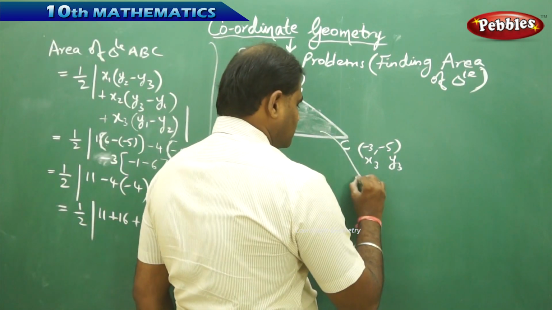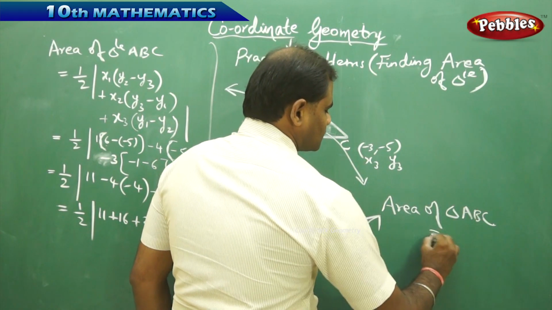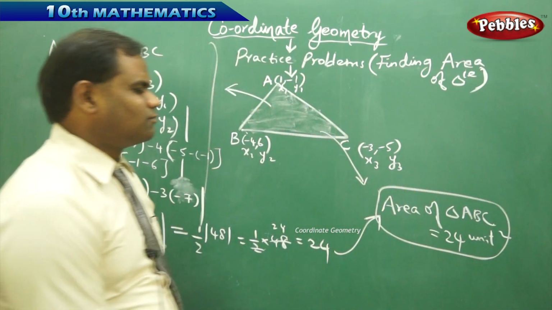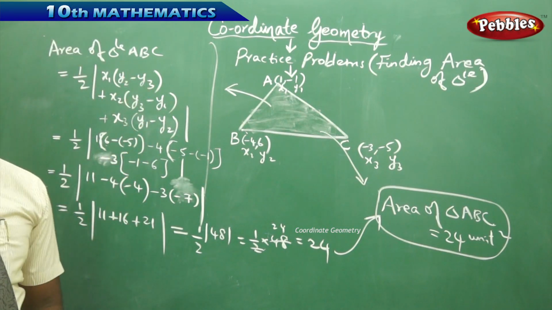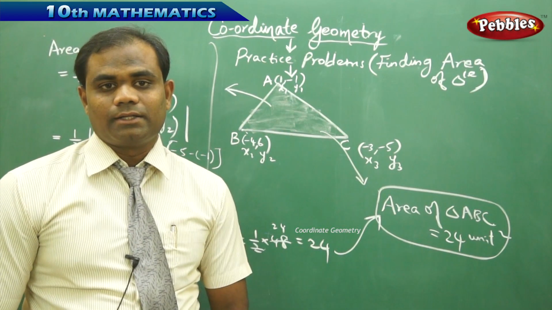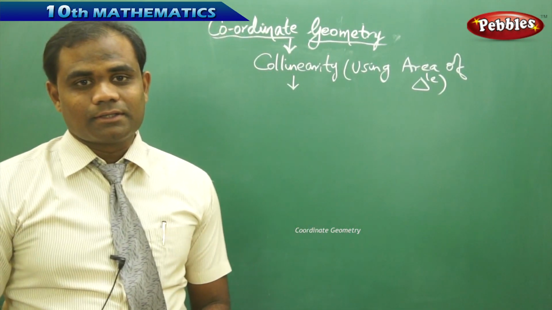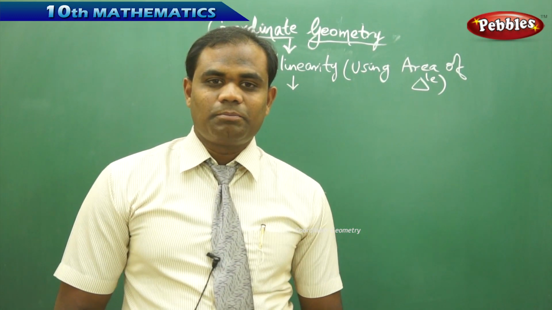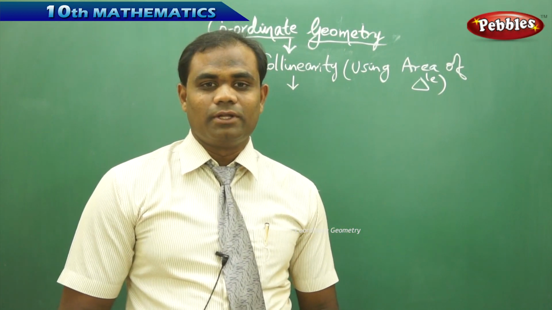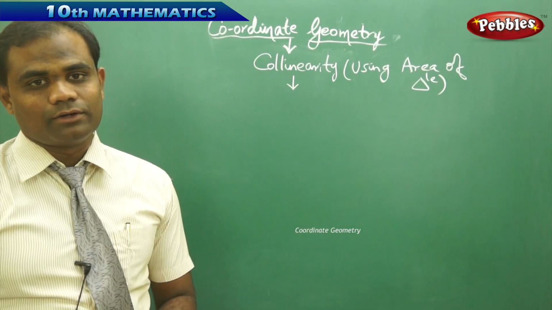So for this triangle, the area of triangle ABC is 24 units square using the formula with its respective coordinates. This is how we understand the area of a triangle with the example problem. As we have seen the collinearity definition in the previous sessions, collinear points are points which lie on the same straight line. So the points A, B, C are said to be collinear if they lie on the same straight line. So let's see how collinearity can be connected with the area of a triangle.